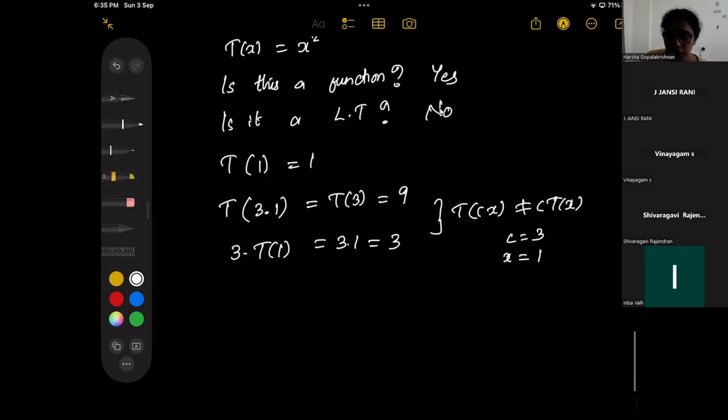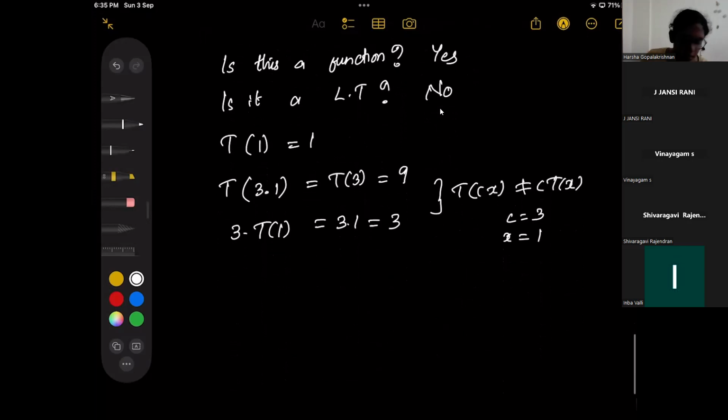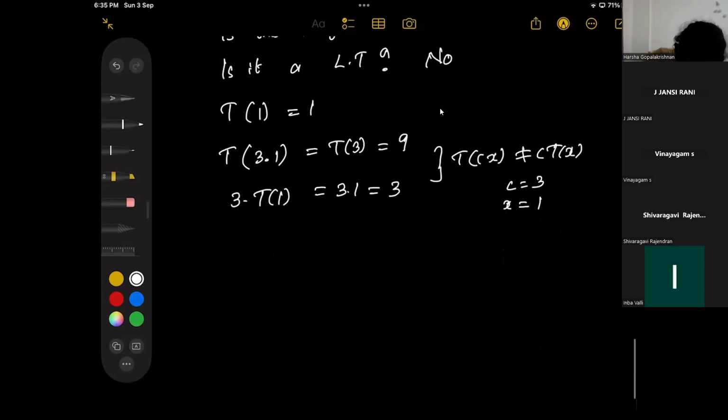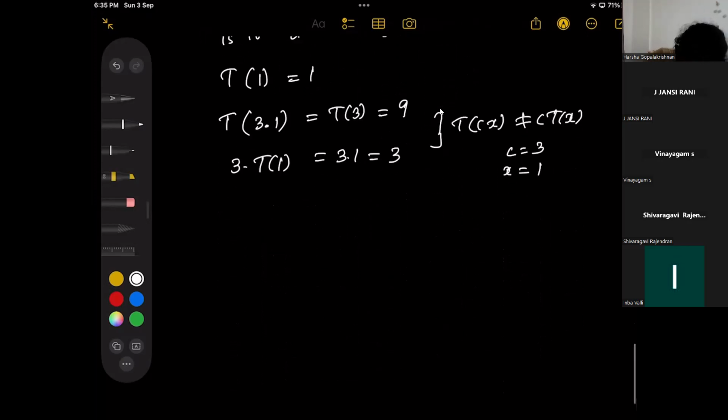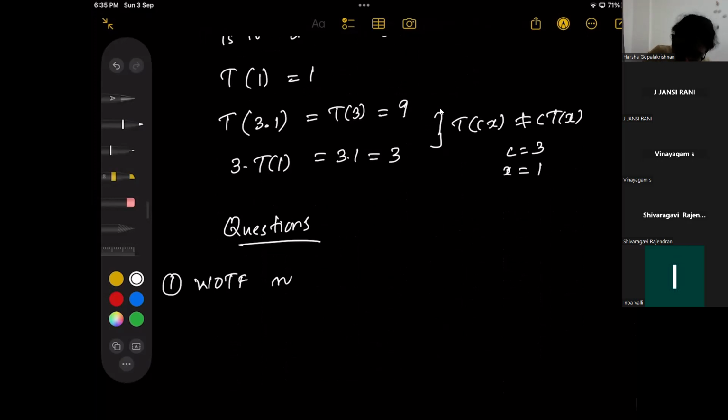Okay, ma'am. So let us go to the questions. So the first question is to check whether the given maps are linear transformations or not. Which of the following mappings are linear transformations?